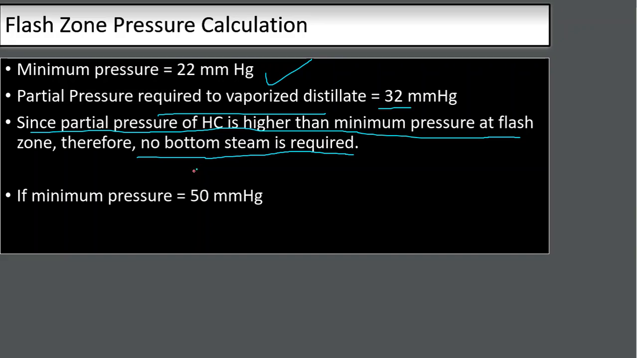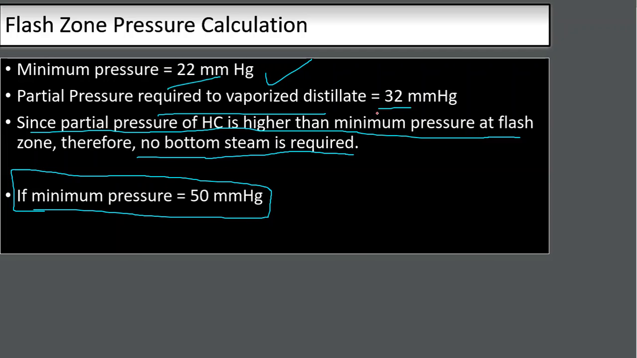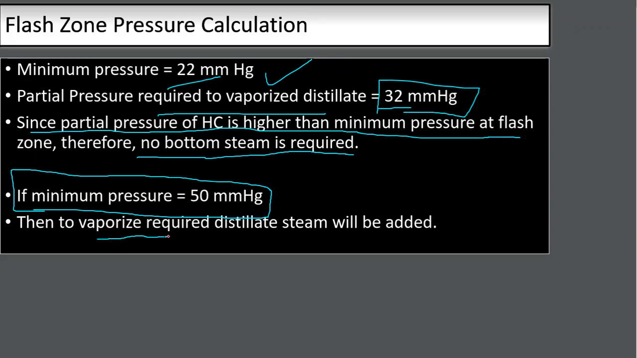Suppose, for example, the minimum pressure possible here is 50 mmHg, just take a second example. If that happens, not 22 but 50, and we have calculated 32 mmHg, it means we cannot maintain the 32 mmHg pressure. There is a minimum pressure of 50 mmHg. If 50 mmHg pressure persists in the flash zone, obviously 65 mole percent will not be vaporized. So at that time we need the help of bottom steam to vaporize the 65 mole percent. So to vaporize, the required steam will be added in the bottom section.